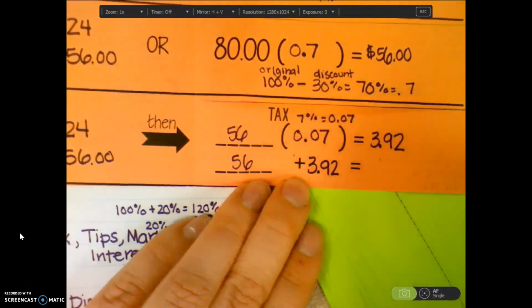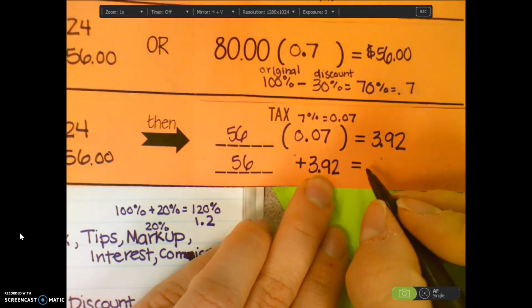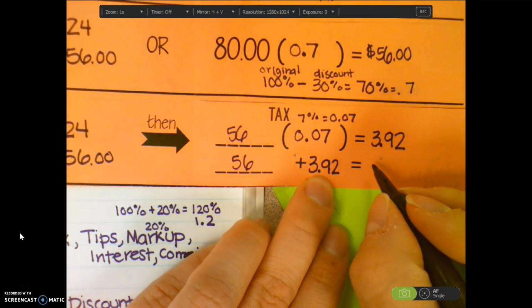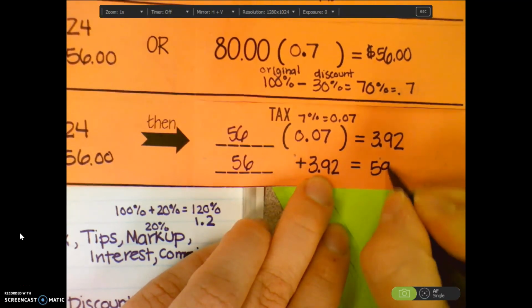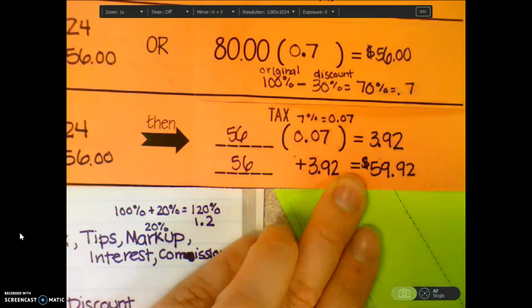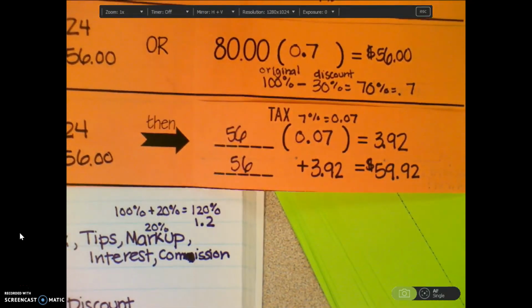And then I'm going to add, because this is a tax, so I'm doing both things. I'm adding and subtracting, because I subtracted for the discount. It's a tax, so I'm going to add. I'm going to have $59.92 as my final total. So notice the tax for this one is $3.92 because you're taking 7% of a smaller number.